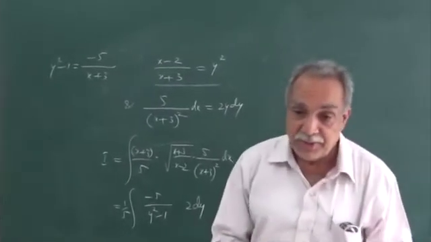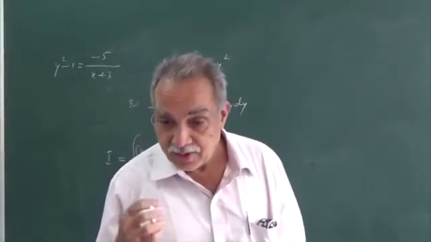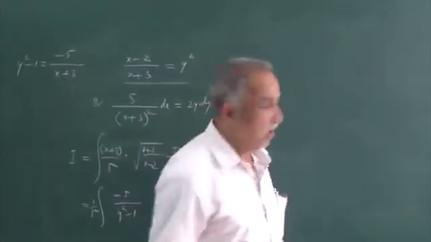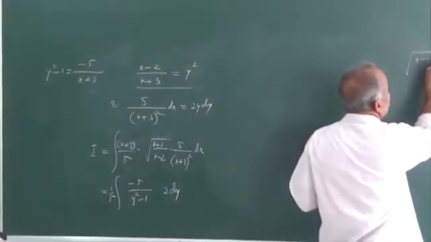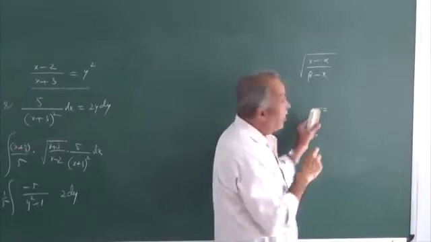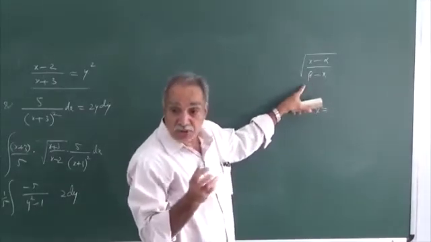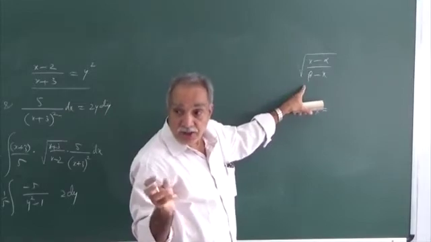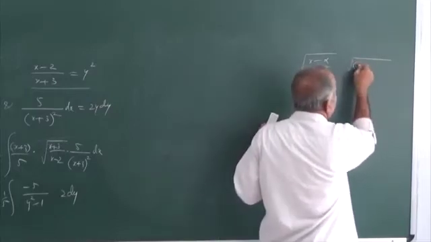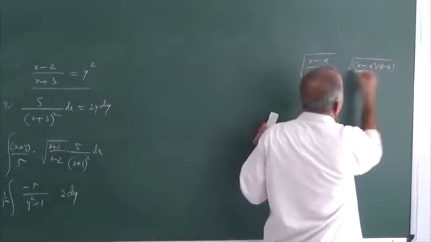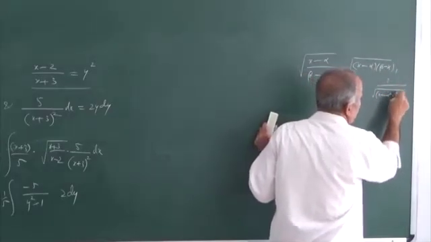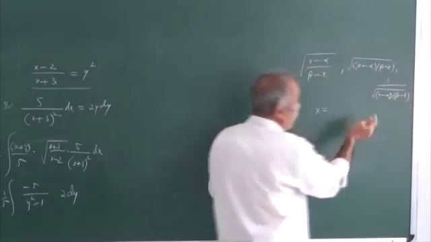Next type. Root of x minus alpha divided by beta minus x, and substitution suggested. Is the substitution applicable only for this or more types covered? More types are there. What are those other types? x minus alpha into beta minus x, and reciprocal 1 by root of x minus alpha into beta minus x. For all the three, the substitution that we are going to write will be applicable.